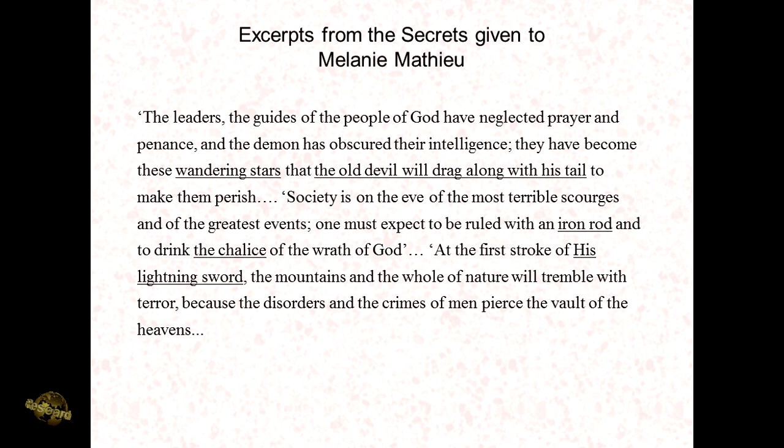Society is on the eve of the most terrible scourges and of the greatest of events. One must expect to be ruled with an iron rod and to drink the chalice of the wrath of God. Now, you'll notice the things that I've underlined. Every one of the things I've underlined, wandering stars, the old devil dragging along with his tail, the chalice, the iron rod, the lightning sword, every one of those has been used as a symbol for cosmic encounters with comets. Right, exactly, every one of them. So is this somebody who's gotten onto some very archetypal level of reality and is getting all of this universal imagery?